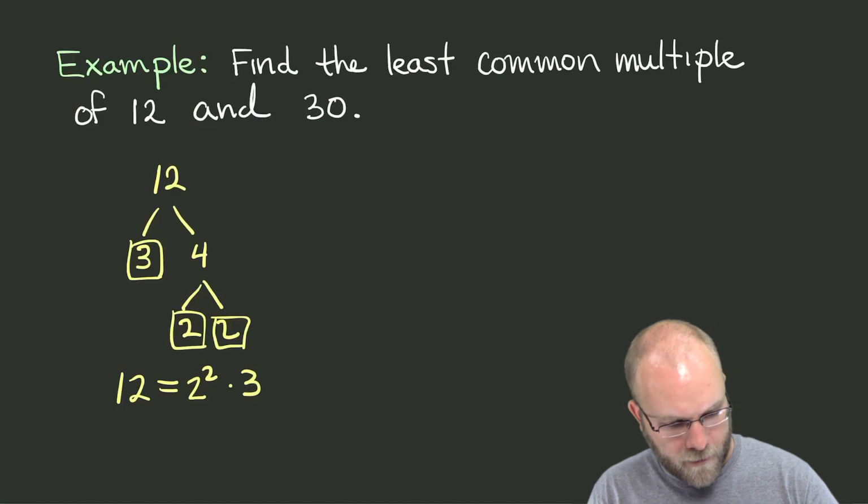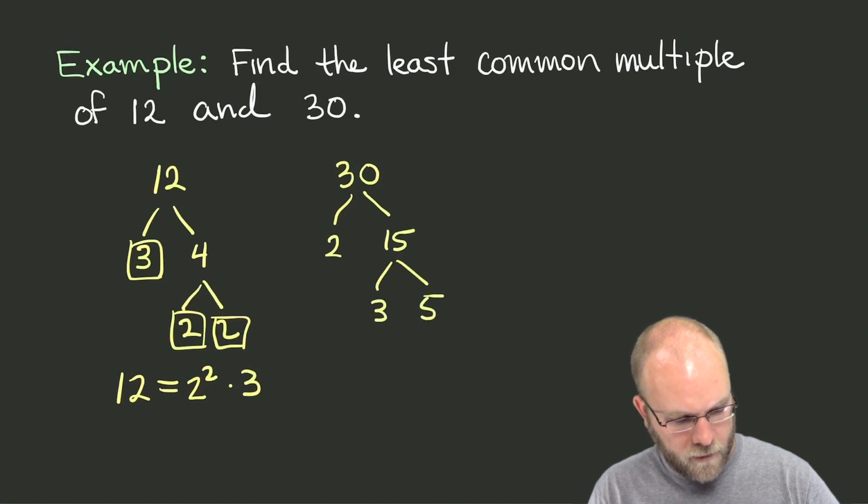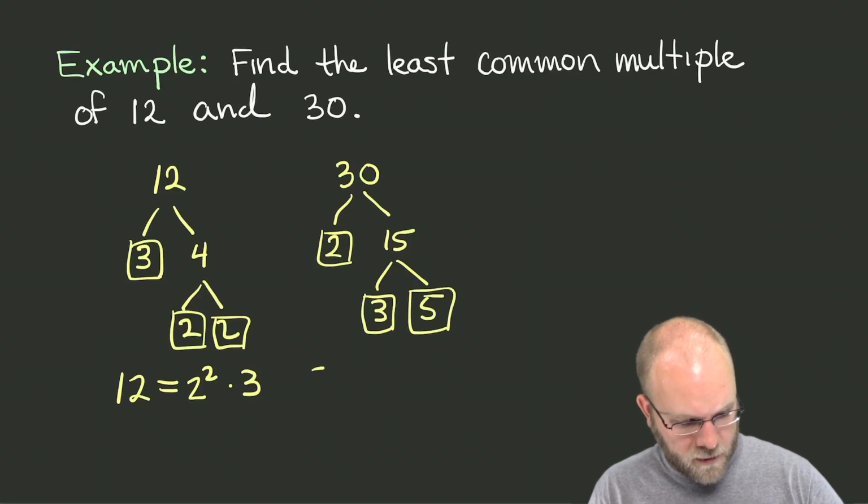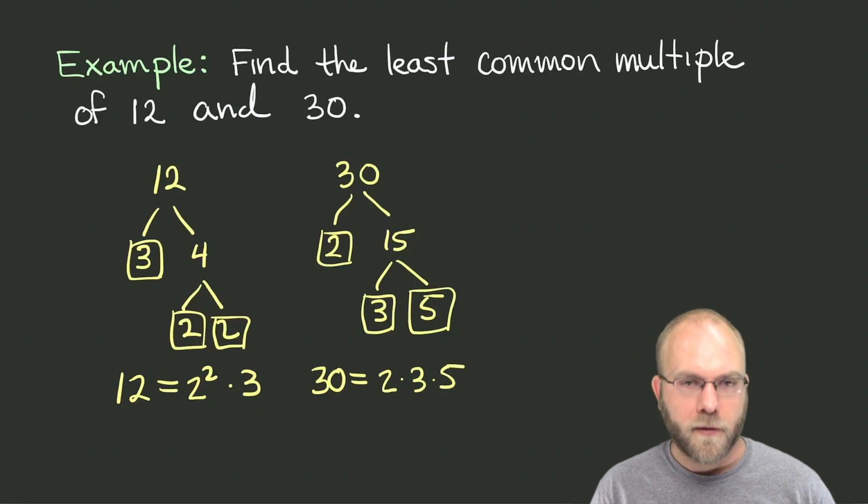Now let's look at the prime factorization of 30. Using a factor tree, we could write this as 2 times 15, and then 3 times 5. So our prime factorization looks like 2 times 3 times 5.